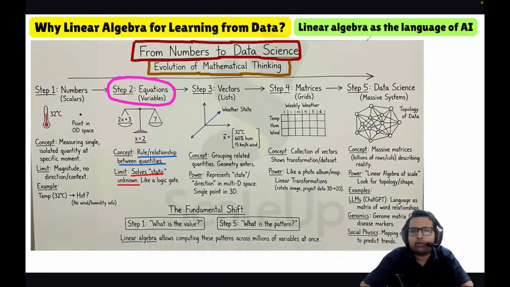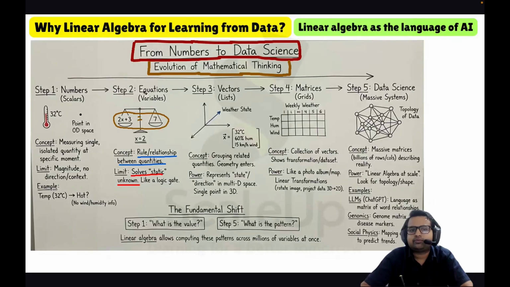Take an example like 2x plus 3 equals 7. Let us suppose this is a linear equation. In order to satisfy this, what should be the value of x? If x is 2, then this equation is satisfied.